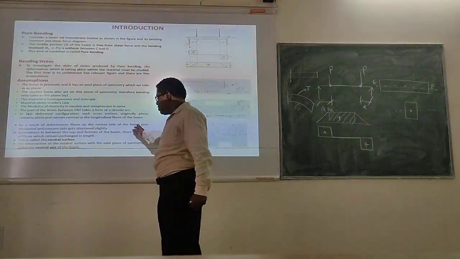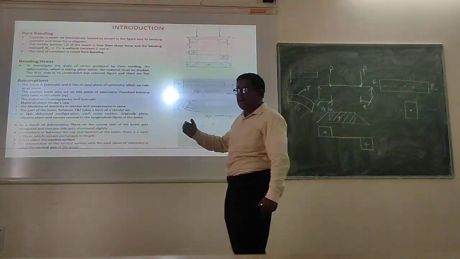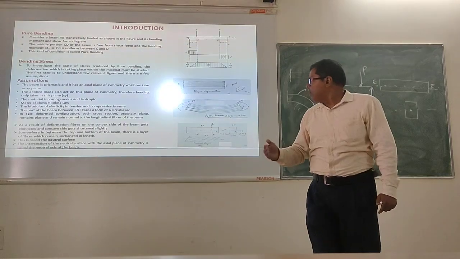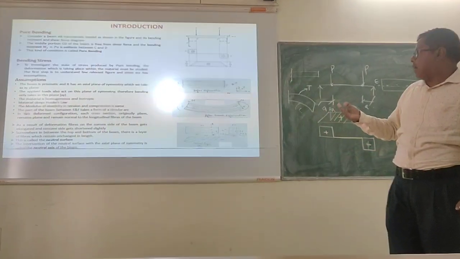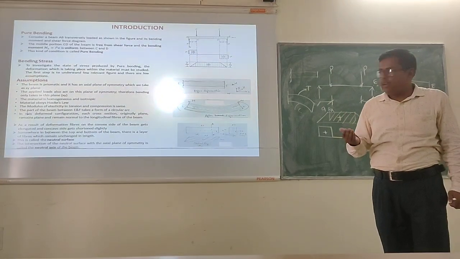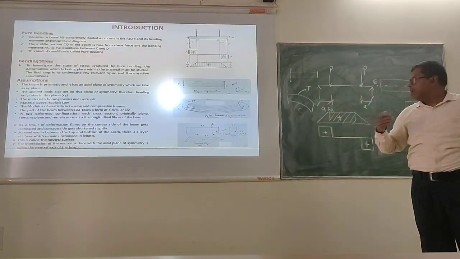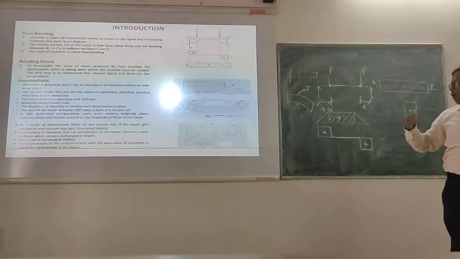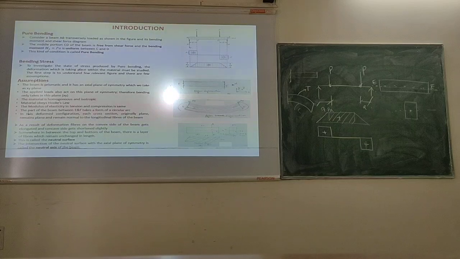So this is what we have already discussed. As a result of deformation, what will happen? The convex side of the beam gets elongated and the concave side gets shortened slightly. Somewhere in between the top and bottom of the beam, there is a layer of fiber which remains unchanged in length. That's what I have explained, right?